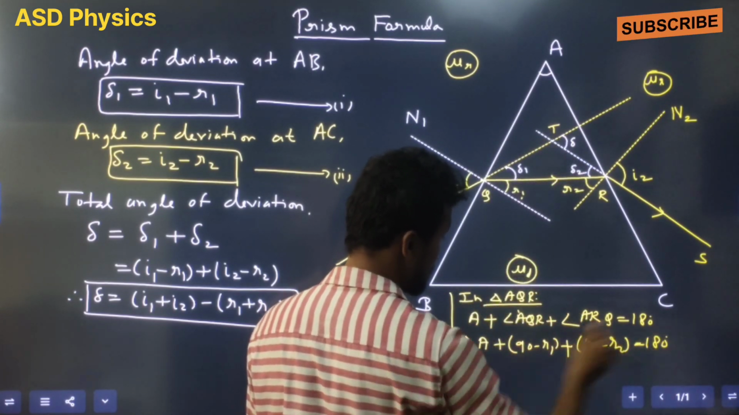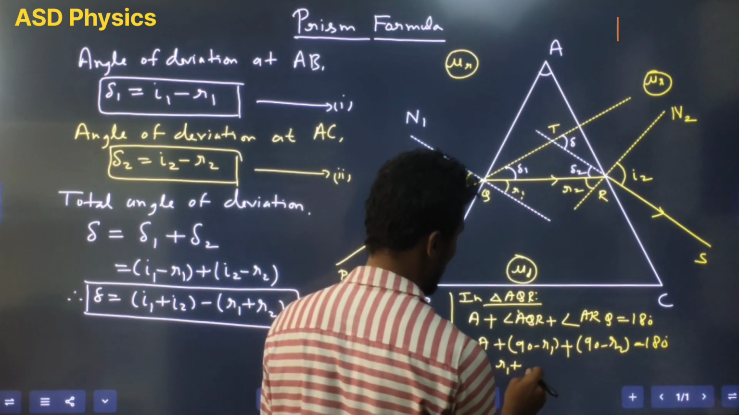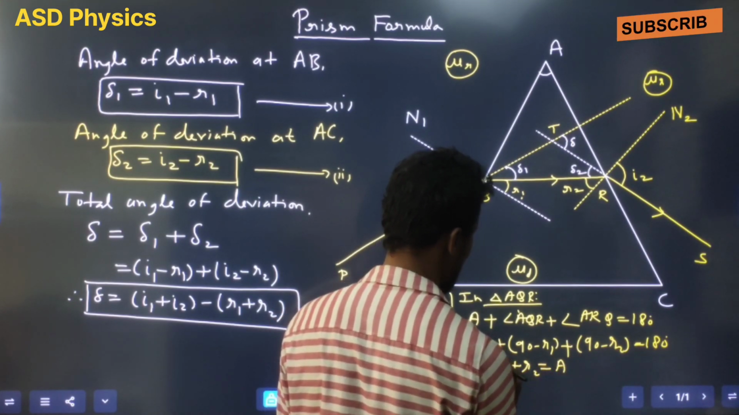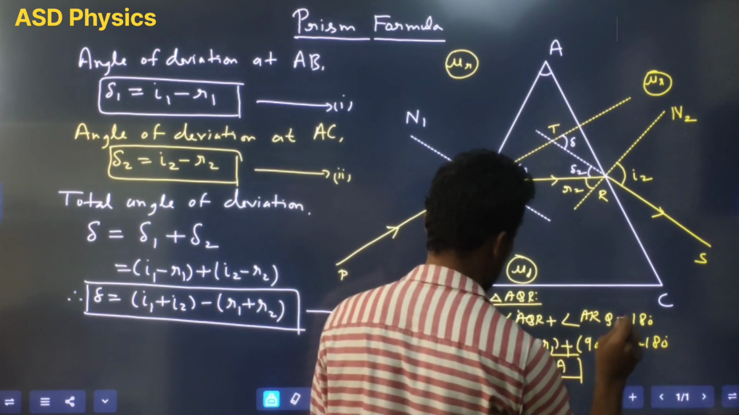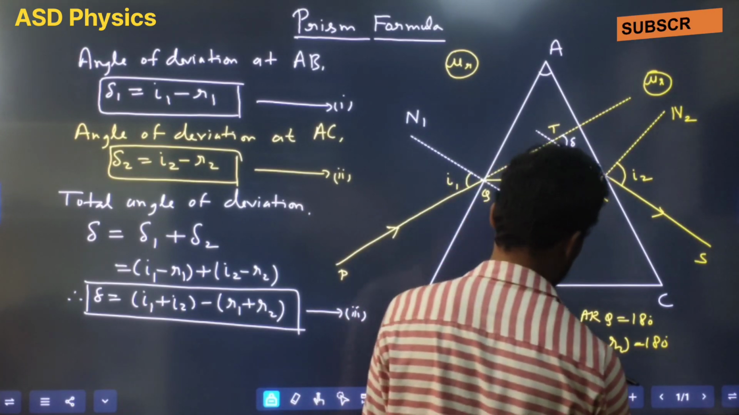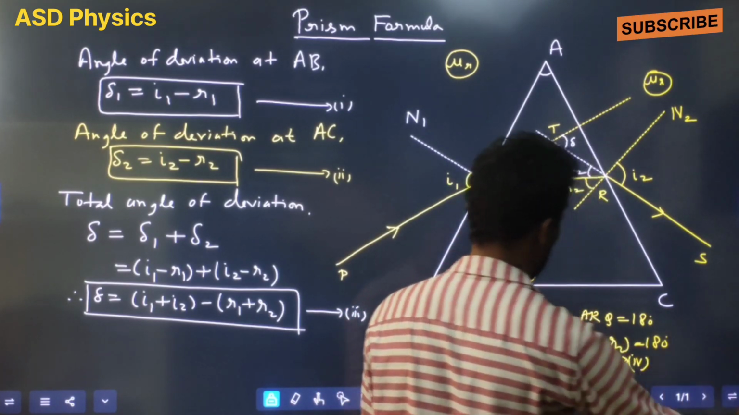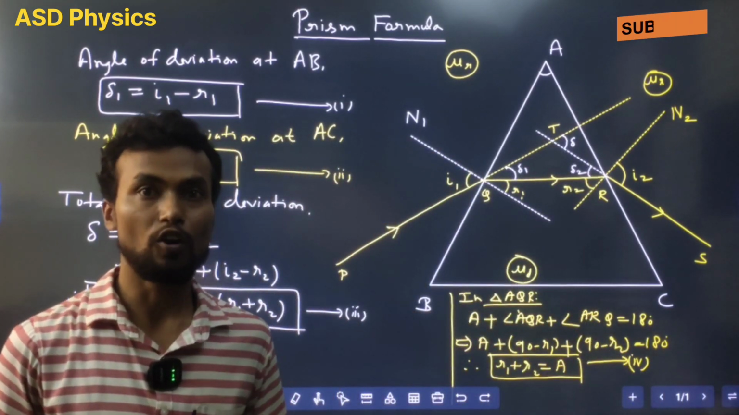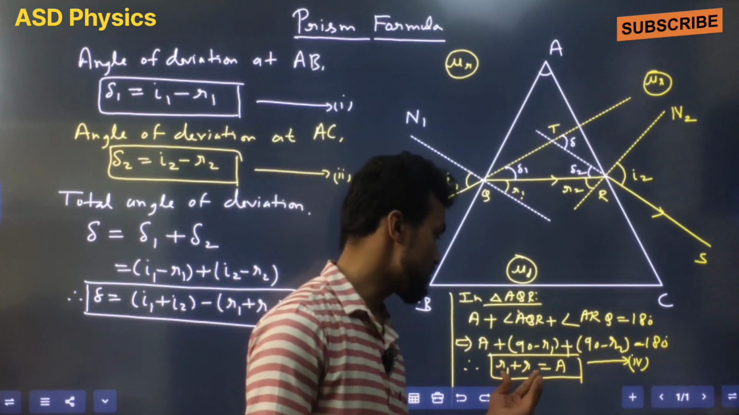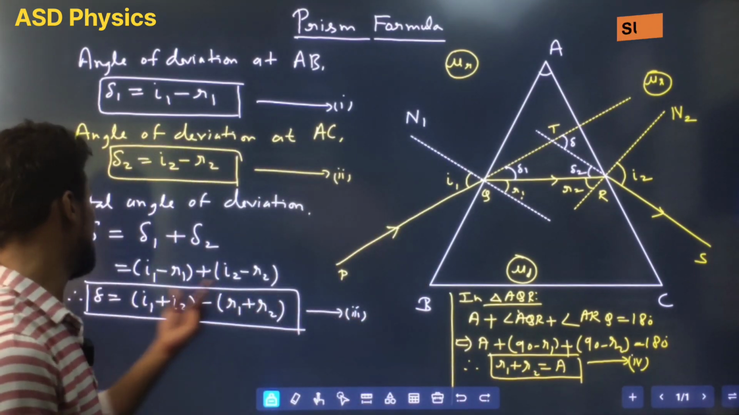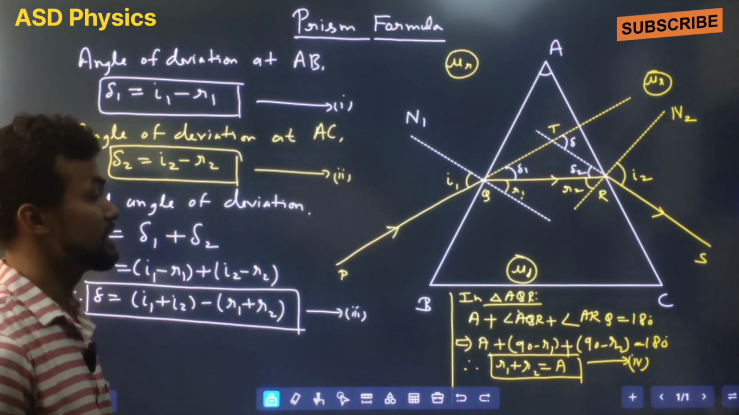Hence, what can we get here? If you simplify both the sides, R1 plus R2 is equal to A. This I have made equation 4. Now, students, we have written all these equations. Now, what will I do here? This R1 plus R2 I will put in equation 3.